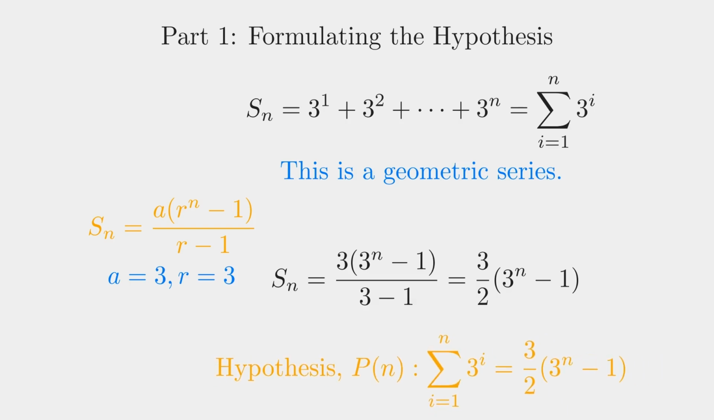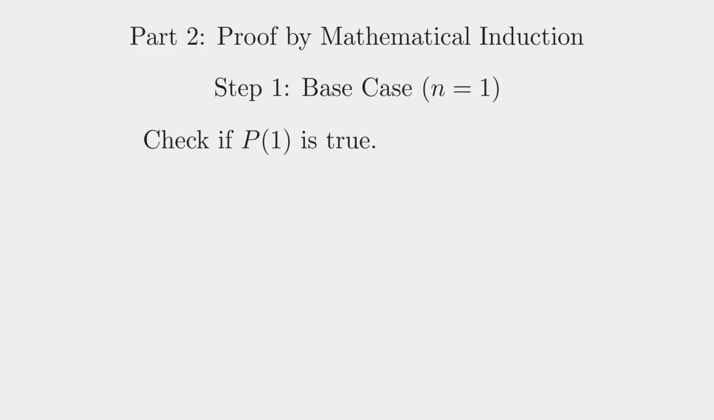The summation from i equals 1 to n of 3 to the power of i is equal to 3 over 2 into 3 to the power of n minus 1. Now for part 2, proving this hypothesis using mathematical induction. Our base case is when n is equal to 1. We need to check P(n) when n is equal to 1.